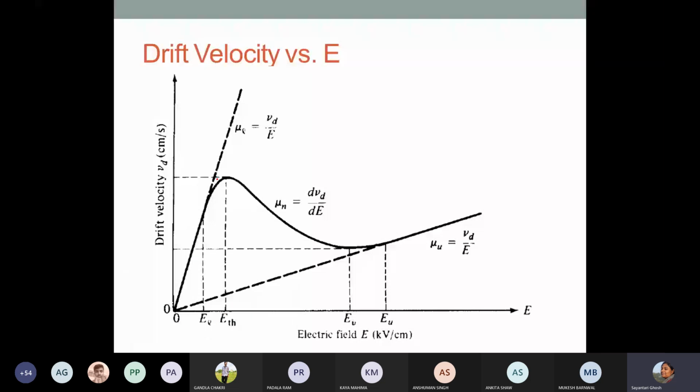Okay, the other slope that we have here, this straight line. So beyond this point, the straight line again increases, and now I again have an increase in the velocity and in current as the electric field is increased. So here I have a region where the mobility and the velocity and the current density all are decreasing as you go on increasing the electric field.